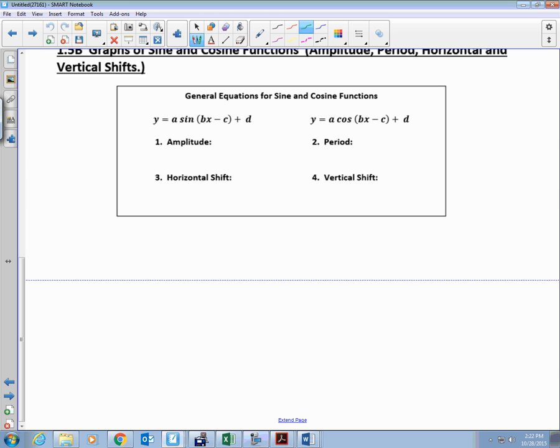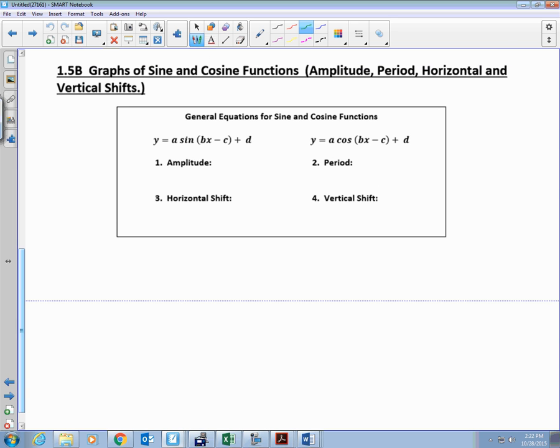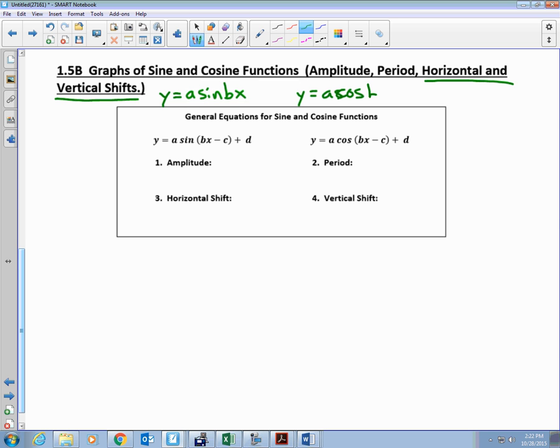Okay, today what we would like to do is look at general equations for sine and cosine functions, but we would like to include what is referred to as horizontal and vertical shifts. For example, the past few days we've always looked at y equals A times the sine of B times x, or y equals A times the cosine of B times x. That's what we've looked at the past 2 days. Today, we want to add in C and D. I know it sounds bad, but it's not too bad, okay?